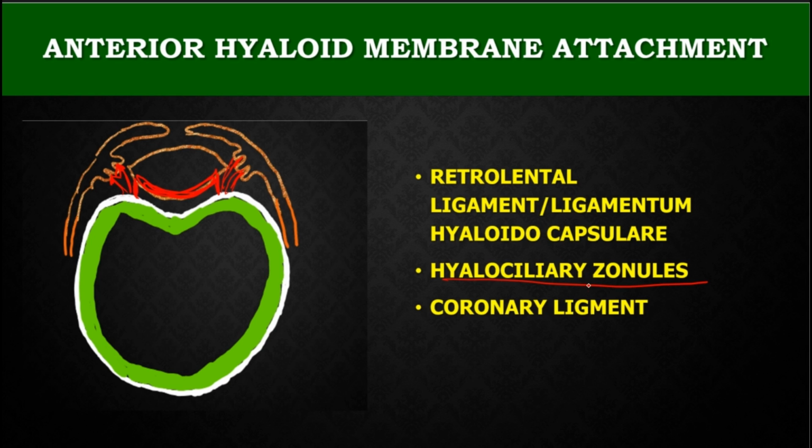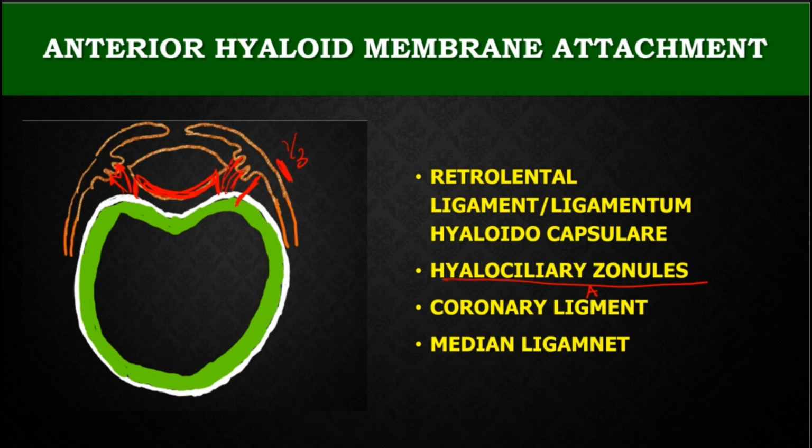Apart from that, we have the coronary ligament. The coronary ligament basically attaches the hyaloid membrane to the inner part of the posterior one-third of the ciliary processes. So this is the ciliary processes. The coronary ligament attaches the anterior hyaloid membrane to the posterior one-third part of the ciliary processes.